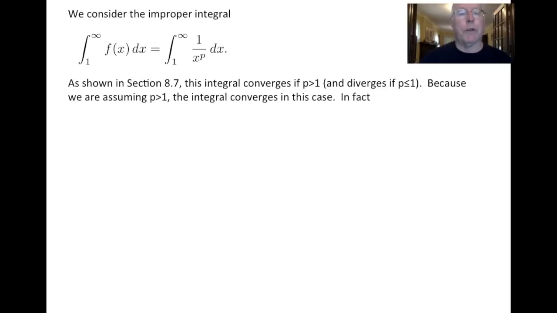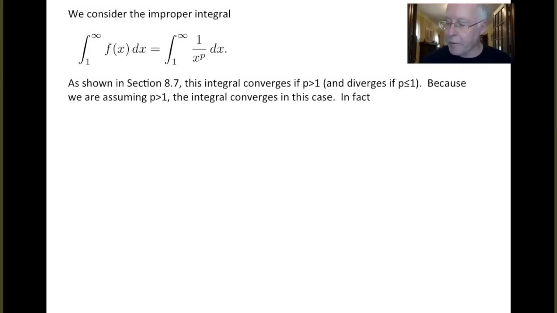So to determine the convergence or divergence of the series, we can look at the convergence or divergence of the improper integral that we see here. Integral from 1 to infinity f of x dx, or integral from 1 to infinity 1 over x to the p dx. Now, when we studied improper integrals, we looked at this particular integral. We saw that it converged if p is bigger than 1 and diverges if p is less than or equal to 1. We are assuming p bigger than 1 in this example, so the integral converges in this case.